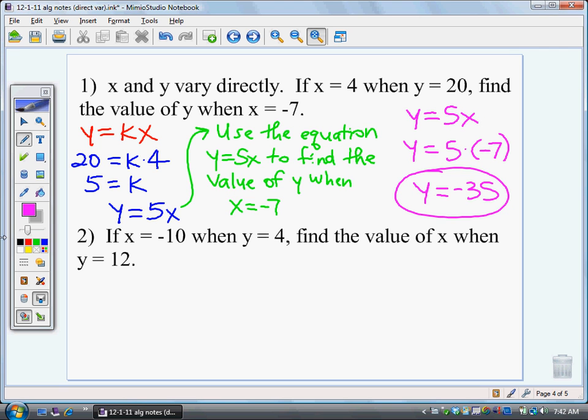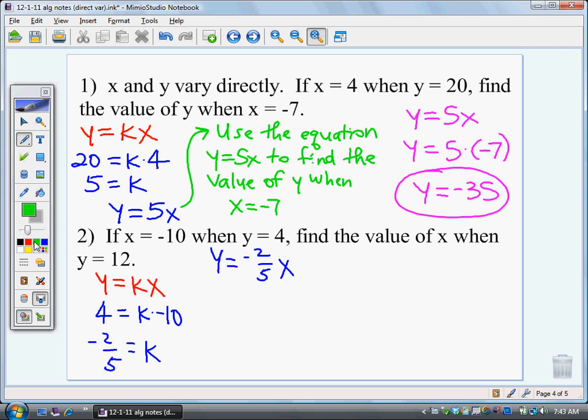Now, the second one is basically the same thing, except in this one, we're going to be finding the value of x in the end. So you start off the same way with your y equals kx, substitute in the things that you know. Y is 4, x is negative 10. Divide everything by negative 10, and you get that k is negative 2/5. That gives you this equation, y equals negative 2/5 x.